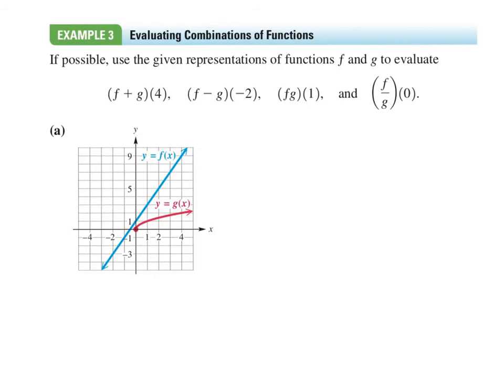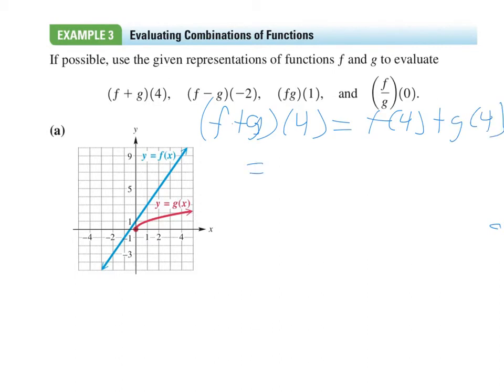Alright, here's the first part of our third example. Use the given representation of functions f and g to evaluate. Let's first start off with f plus g of 4. Remember, that's equal to f of 4 plus g of 4. So f of 4 is 9, because it's right here, and g of 4 is 2. So it'd be 9 plus 2, which is 11.